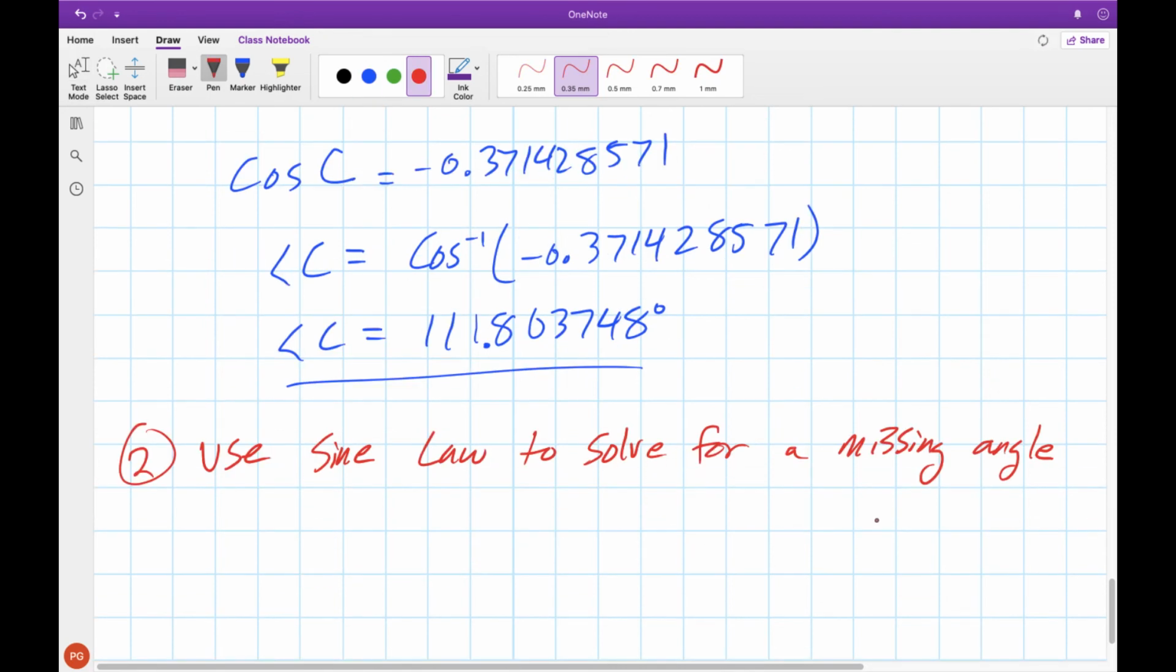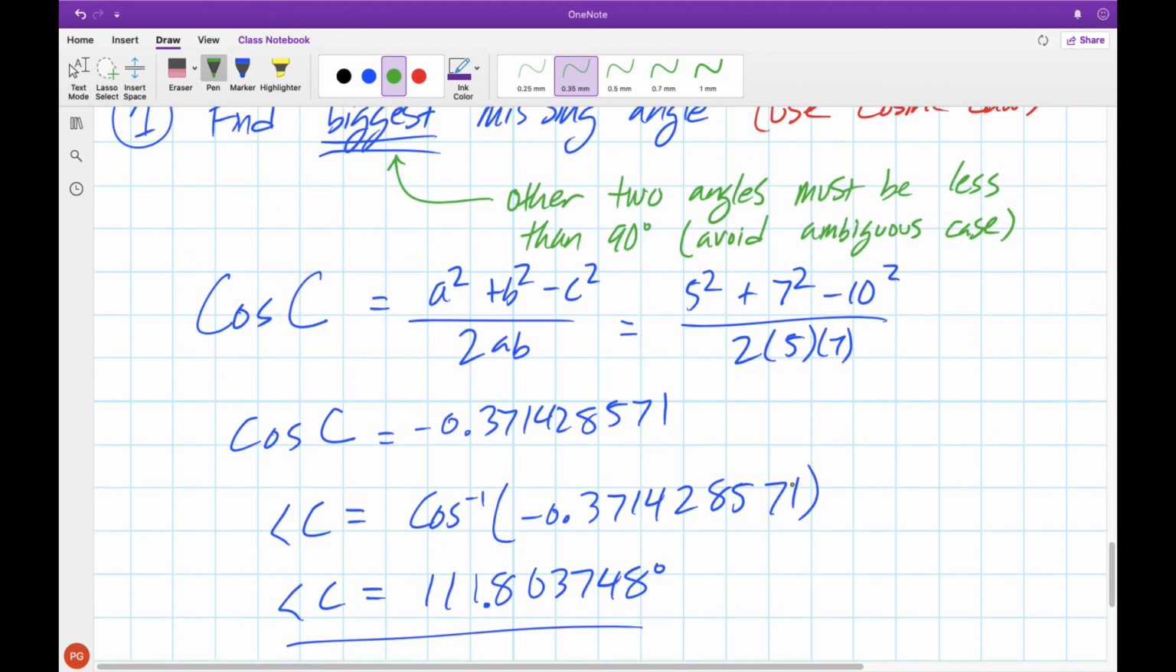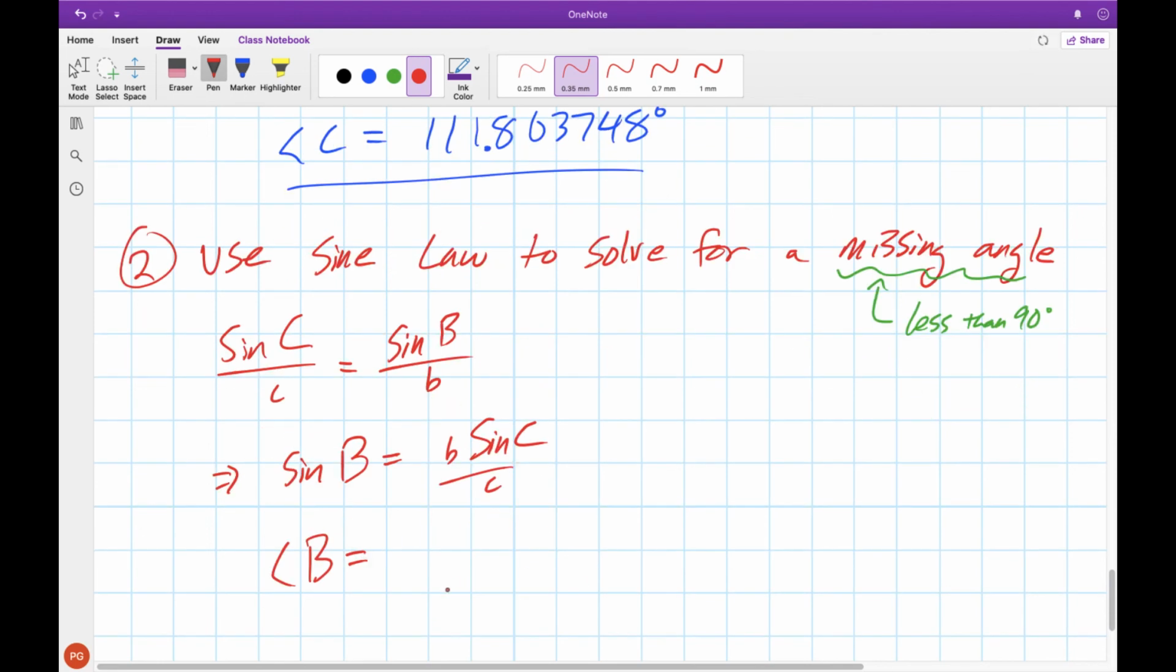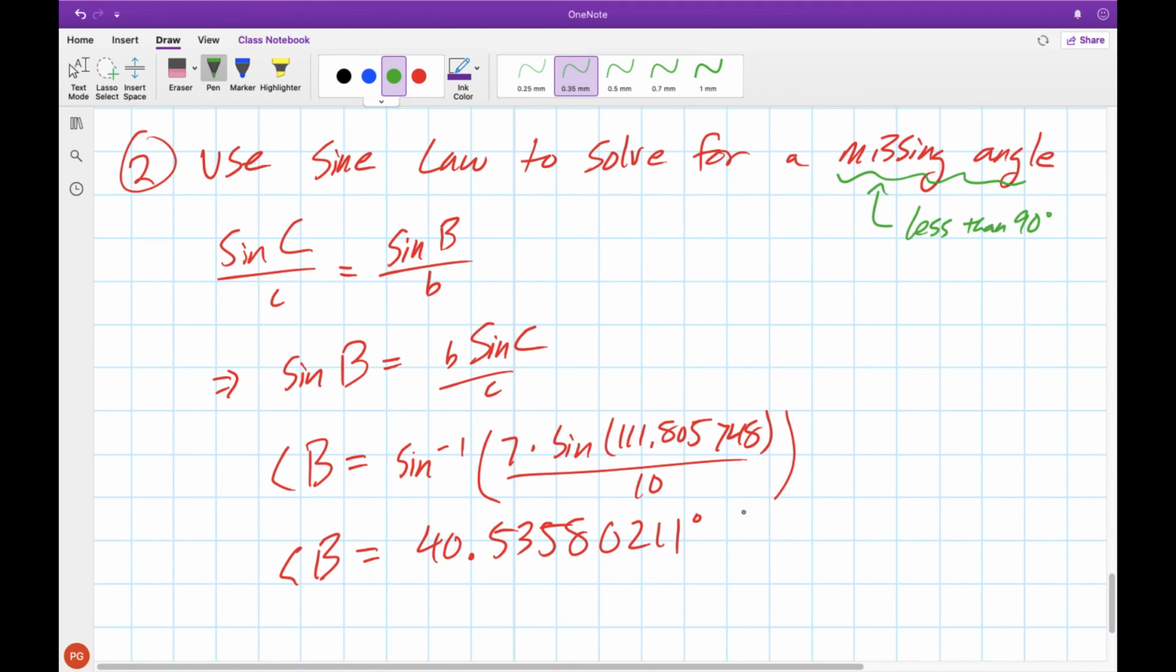Next, we'll use sine law to solve for a missing angle. It doesn't matter which one we choose, but remember that this missing angle has to be less than 90 degrees. And that's guaranteed because we know that we already found our biggest angle, so the other two have to be less than 90 degrees. Since we have a matching pair of angle C and side C, we're going to have to use those. And let's say we solve for angle B first. We rearrange to get this, which tells us that our angle B will be the inverse sine of these once we plug in our values, and we get an angle of 40 degrees. Again, no ambiguous case here because we know it's less than 90.